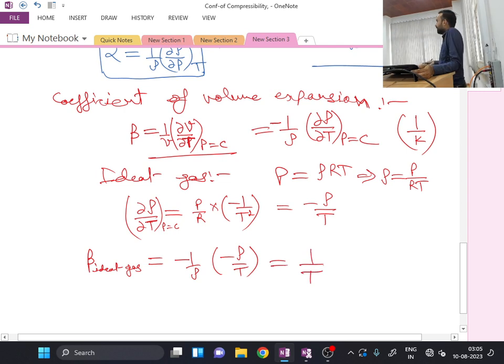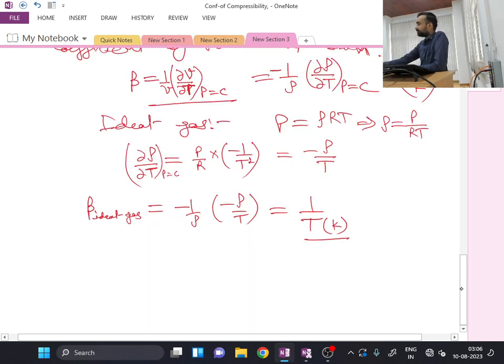Okay, so if you take temperature in the absolute scale, because the ideal gas equation is applicable only in, here temperature has to be in the absolute scale. So it means the temperature value must be in Kelvin. So that's why I must write over here that it is in Kelvin. So the unit of beta will become 1 by Kelvin. Fine. Any doubt up to this point?